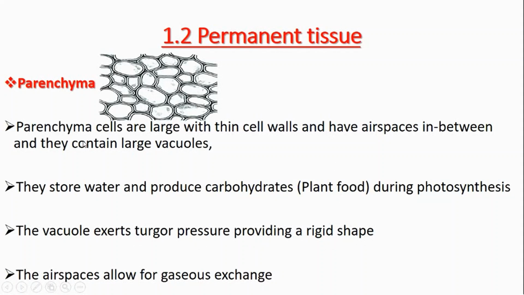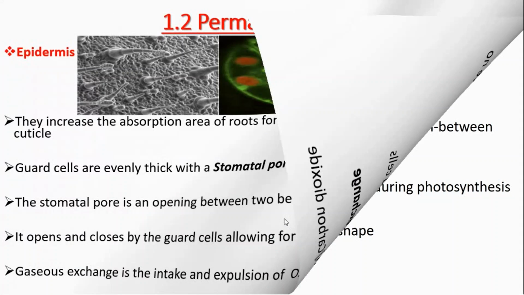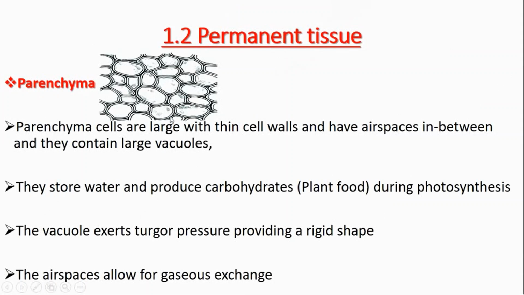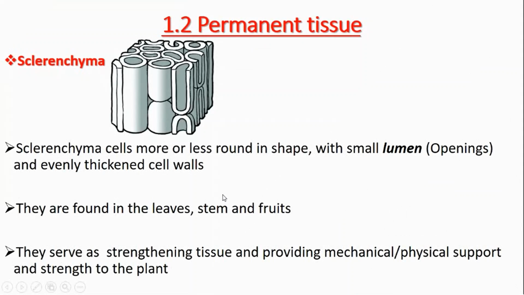It was said that they contain large vacuoles. These vacuoles exert turgor pressure, giving them their rigid shape. The air spaces allow for gaseous exchange. So we saw that the stomatal pore was allowing for gaseous exchange. The carbon dioxide is taken in here through the stomatal pore and will move through the parenchyma through the air spaces. Then we move over to the sclerenchyma.